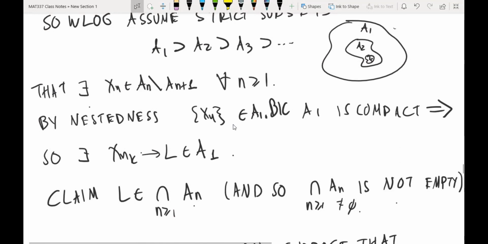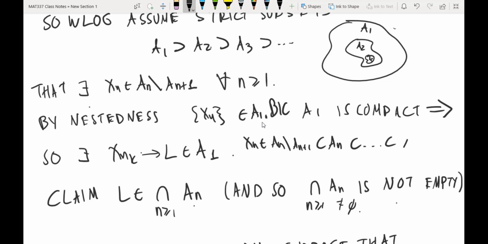So which step do you want? Yeah, by nestedness, xn is in A1. Is that okay or no? Right, because xn is in An, take away An plus 1, which is inside An, which is inside A1. Is that okay?